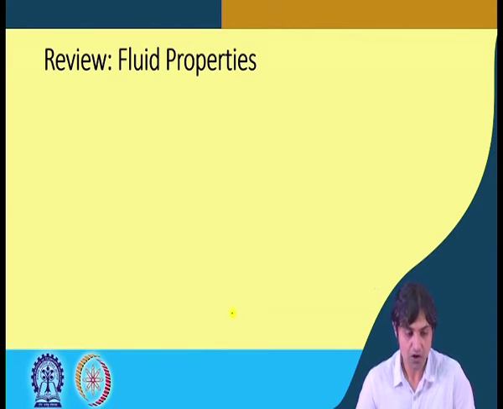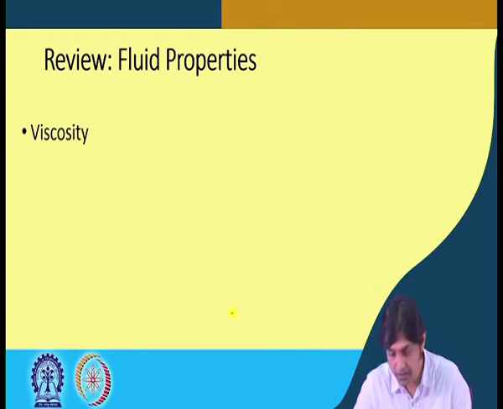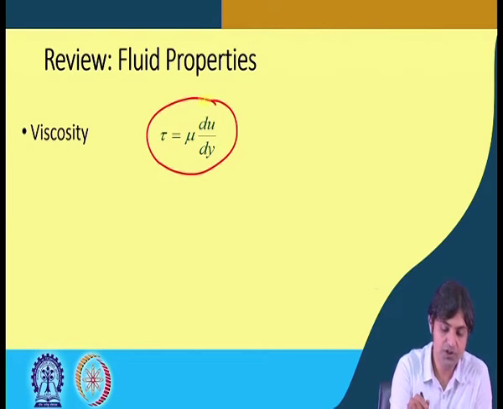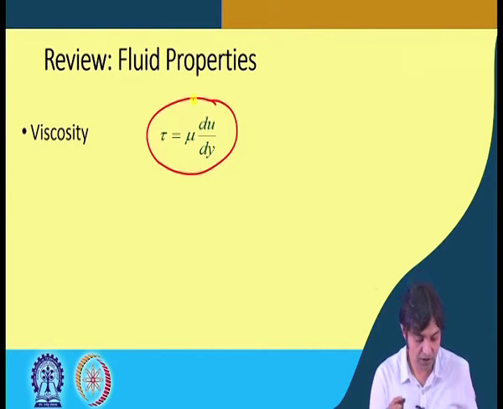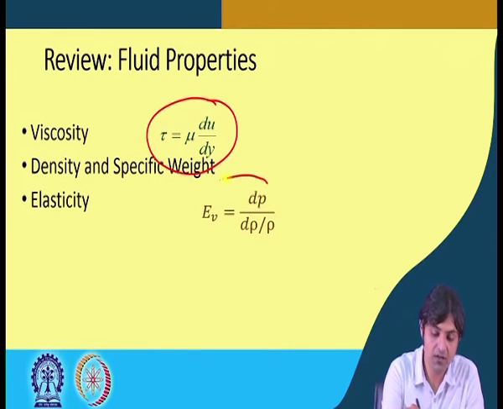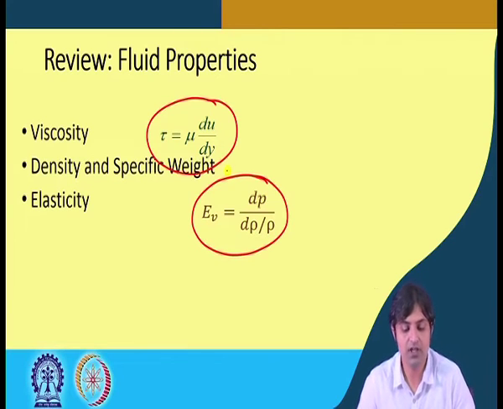So the revision of our fluid properties is complete, and the basics that we have seen. I try to have a review in such cases where we are revising something. So what we have done: we have read about viscosity. We have read that tau is equal to mu du by dy. This is one of the most important equations actually. We have read about density and specific weight. Density is rho, specific weight is gamma, that is rho g. We have read about elasticity, bulk modulus of elasticity, EV is dP by d rho by rho.